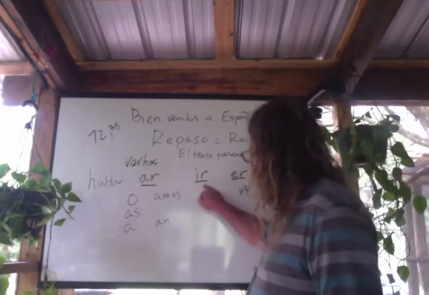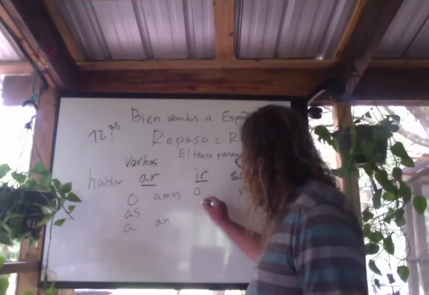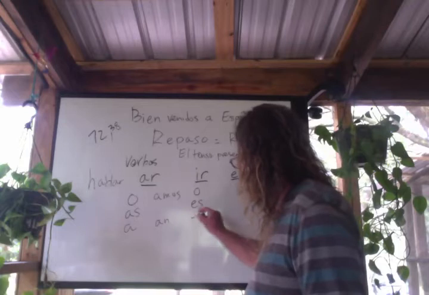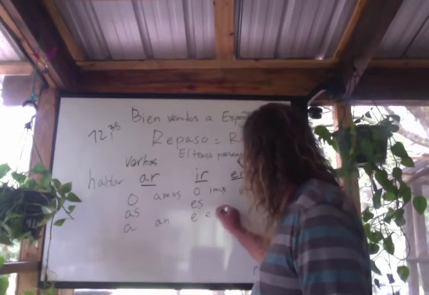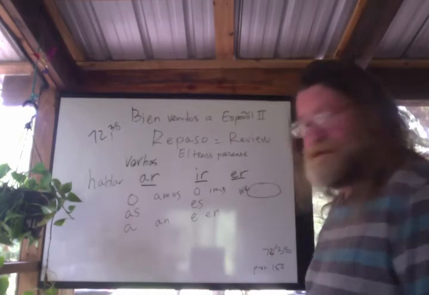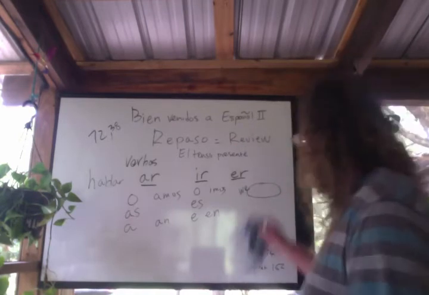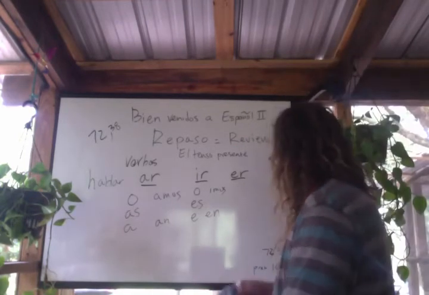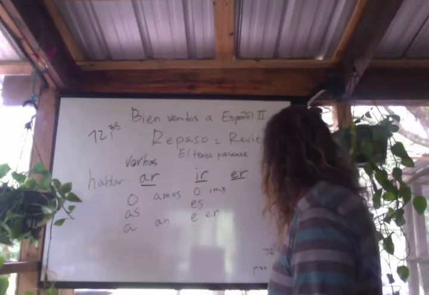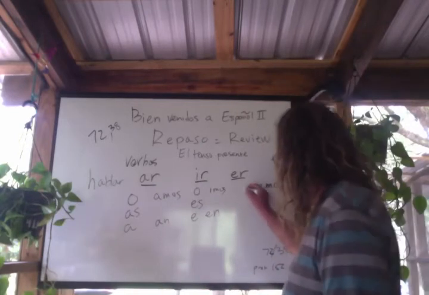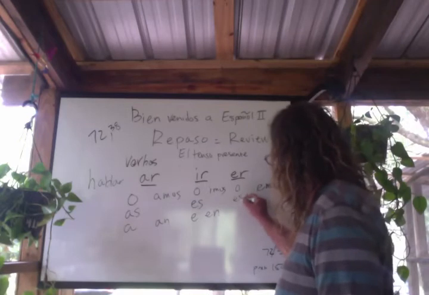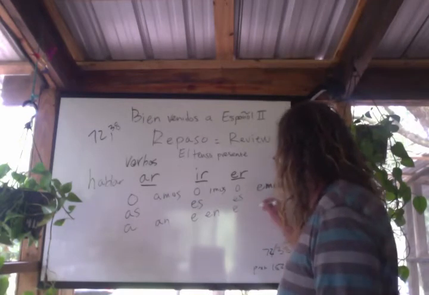Now, for IR verbs, it's O, S, A, emos, N. It's the same thing for the ER verbs, with one exception. With ER verbs, it's amos. So it's O, S, A, amos, N.